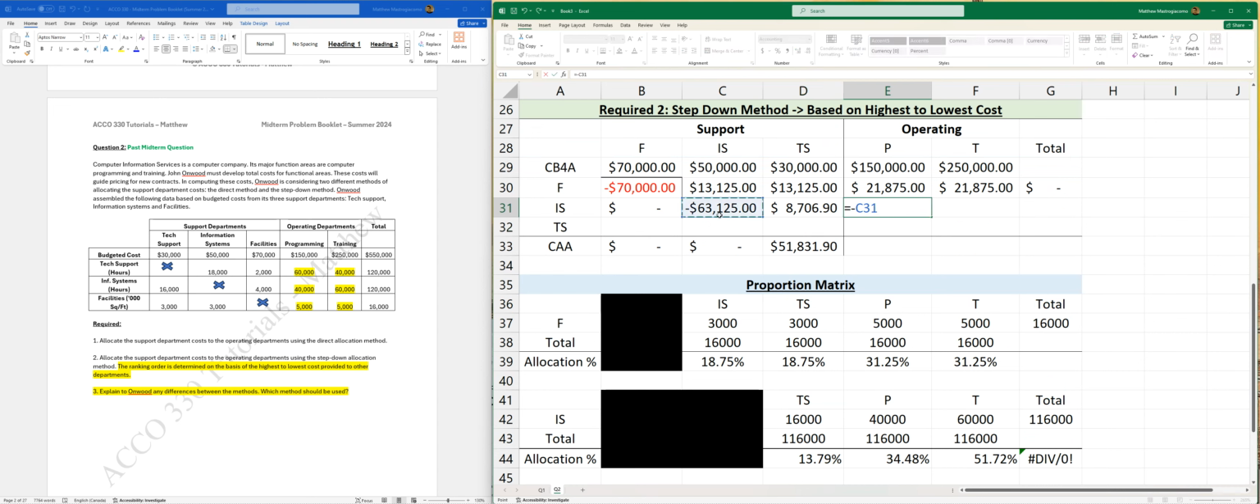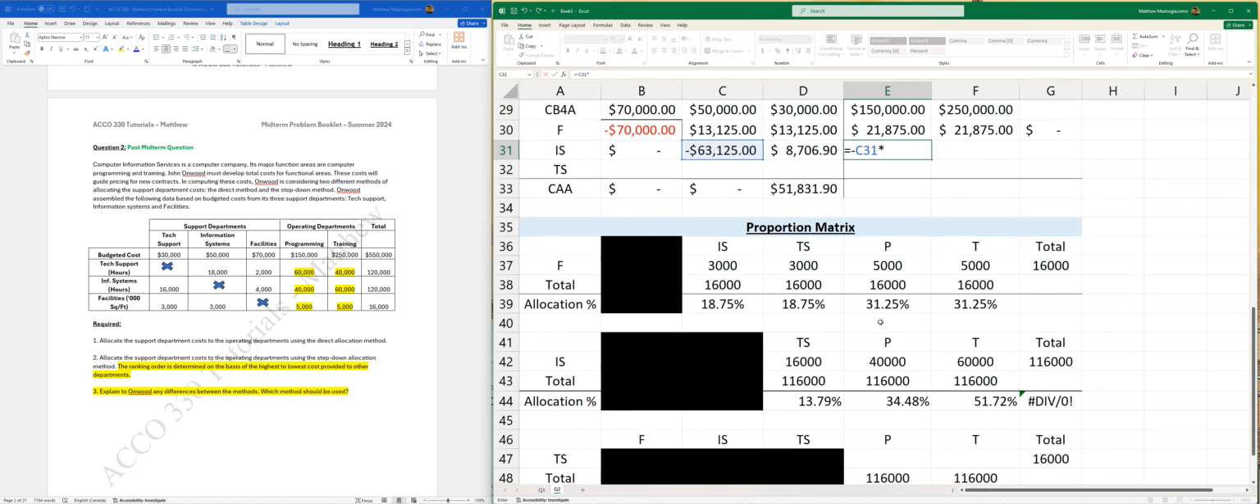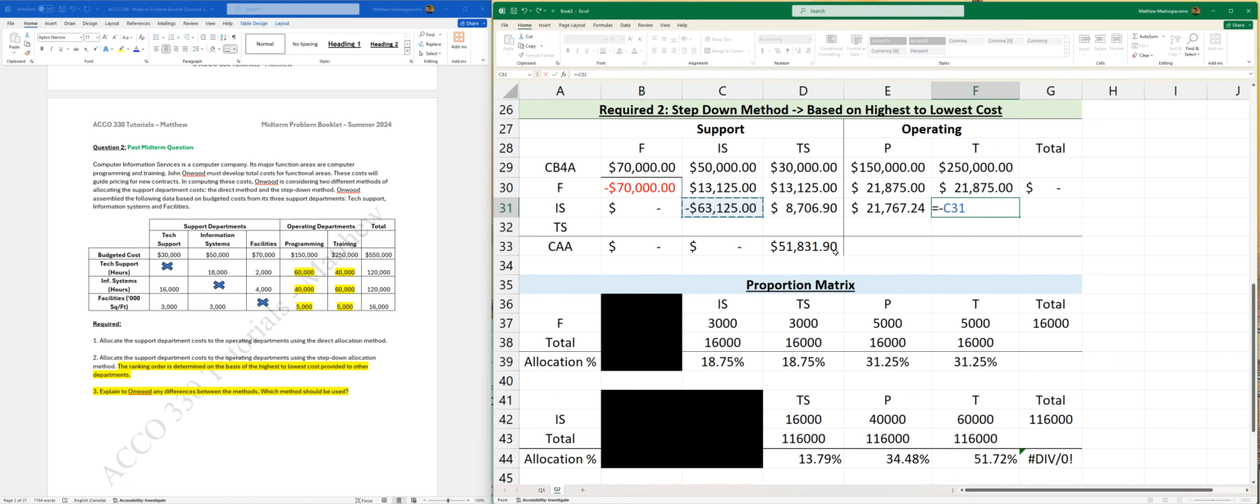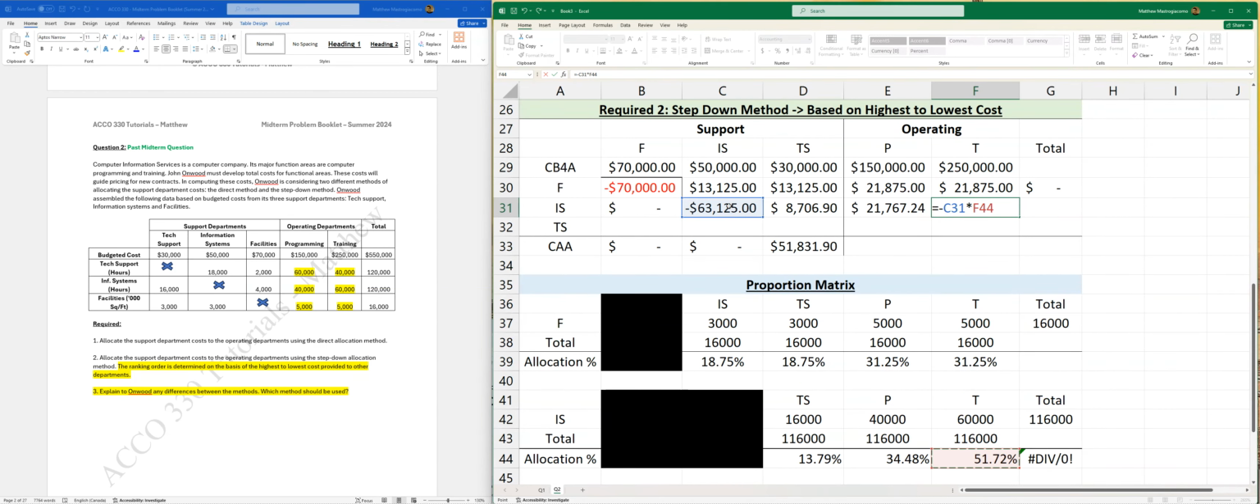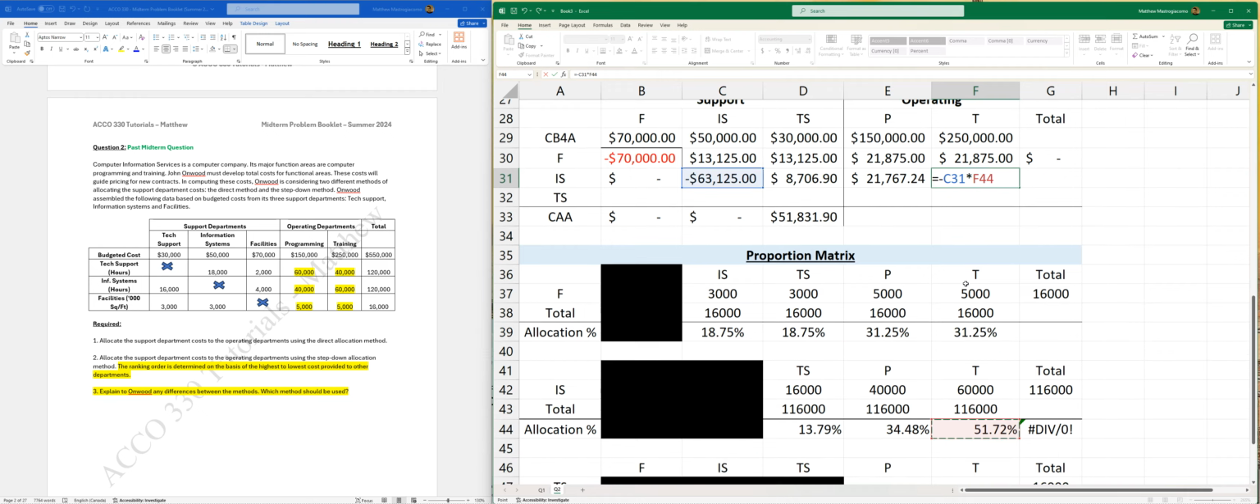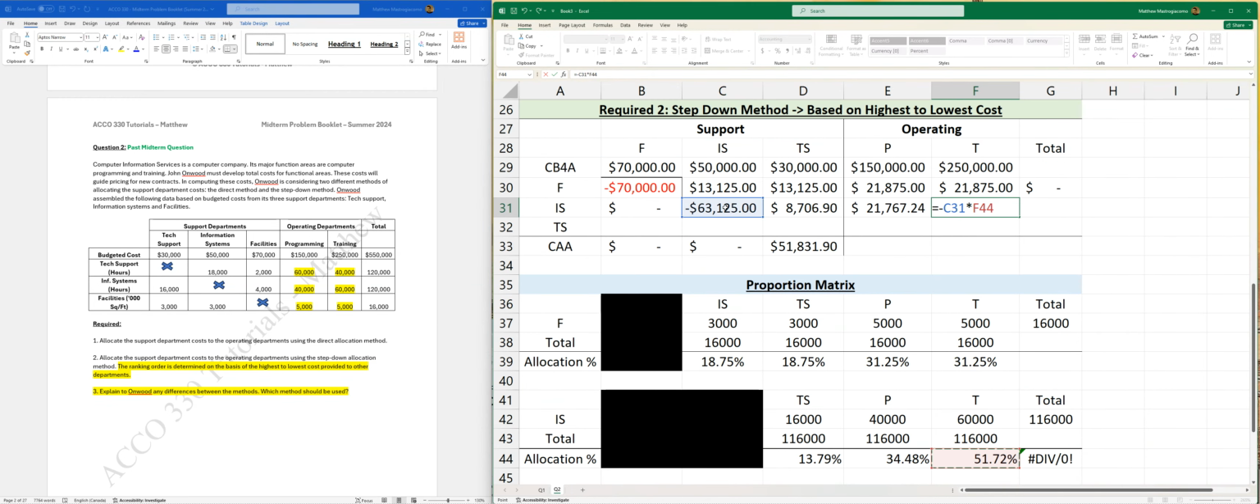Then you have 63,125 in cost. Programming uses 34.48% from information systems. And then, guys, last but not least, training. Training uses 51.72% of the IS cost. So 51.72% times 63,125 in cost is 32,650. Okay, and we just sum up the row, and just like that, guys, 0 again, we're good.